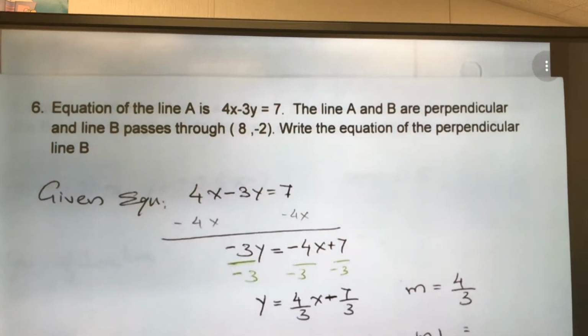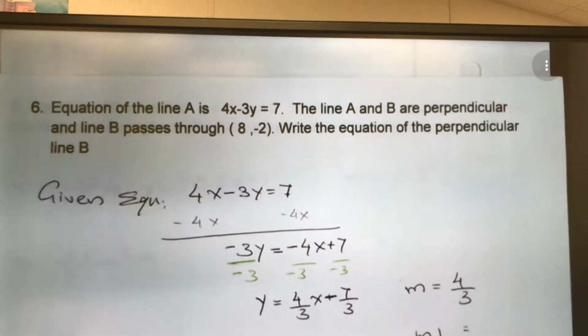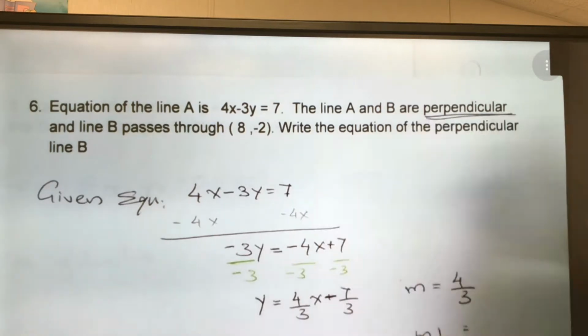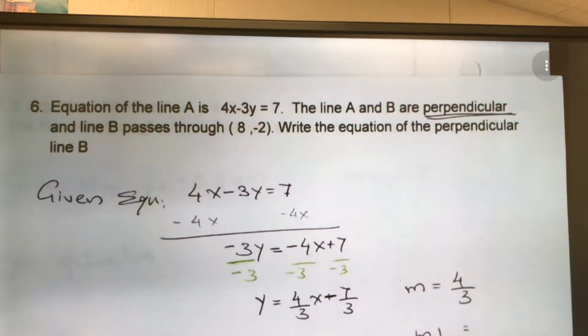Write the equation of a line A. Sorry, the equation of the line A is 4x minus 3y. I need to write the equation of the perpendicular line B, and B passes through 8 comma negative 2. First I need to identify the slope of my perpendicular line. So for that I should know what is the slope of my given line.